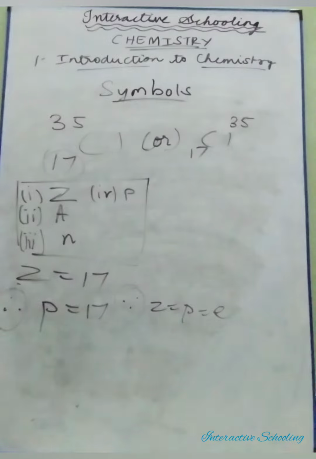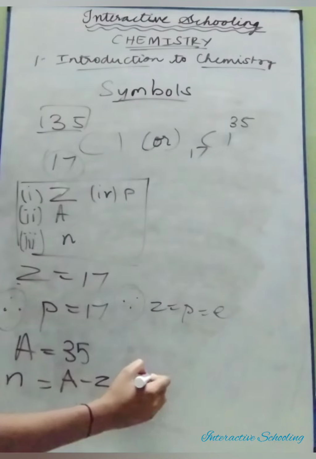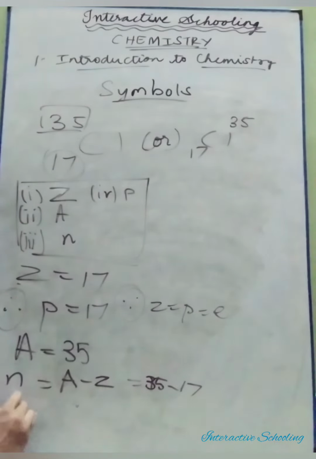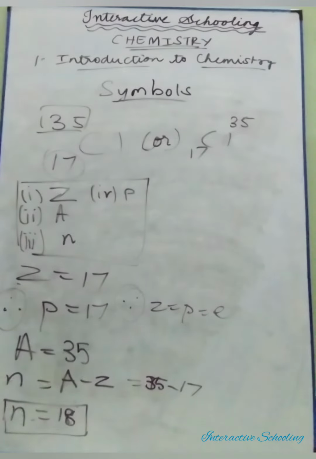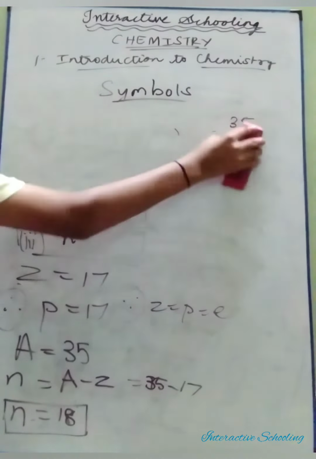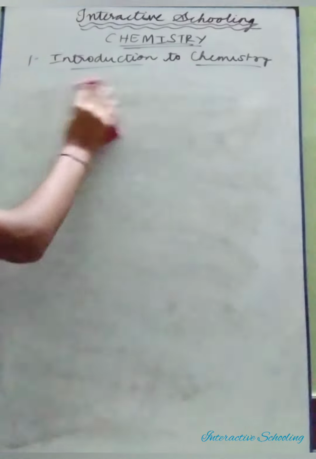This will be very useful while you are doing mathematics. Then, mass number is equal to 35. Why? Because mass number is denoted here. Right? So mass number is 35. Next, the number of neutrons is equal to A minus Z, which is equal to 35 minus 17. Therefore, the number of neutrons is equal to 18. So this is how you obtain information from the symbolic representation of an element. This is a very important concept in chemistry, and that's all for today's video.